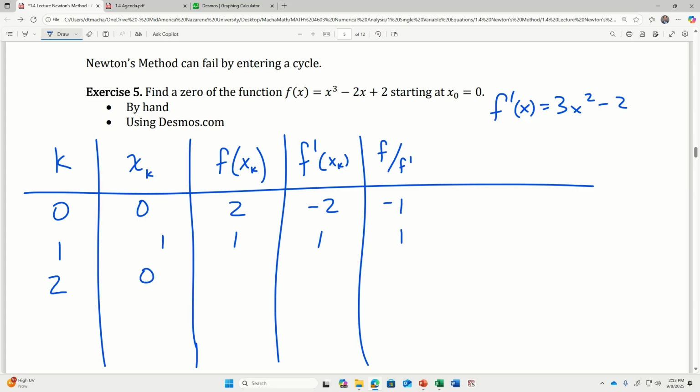Okay, but without having to do any more work, I already know if I start with 0, my next iterate's going to be a 1, right? And without having to do any more work, I know if my iterate is 1, the next one is going to be 0. And so this is why I say Newton's method can fail by entering a cycle. This cycle goes 0, 1, 0, 1, 0, 1, and it just goes on like that forever.